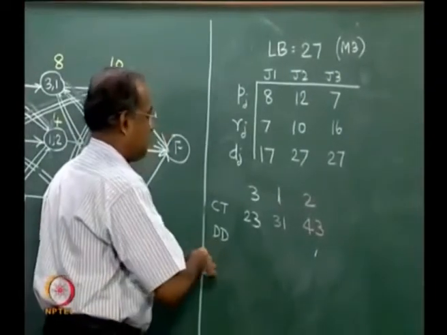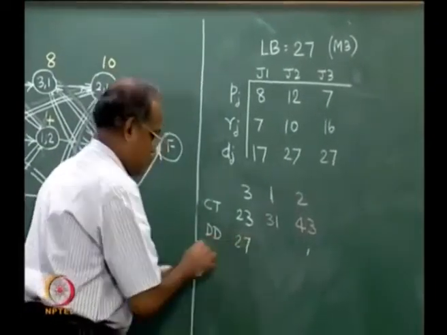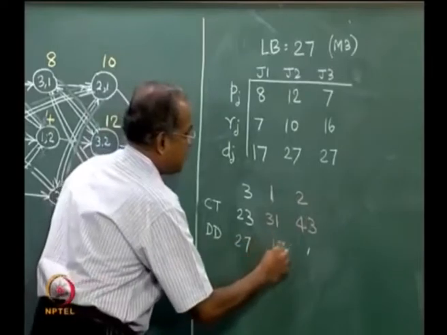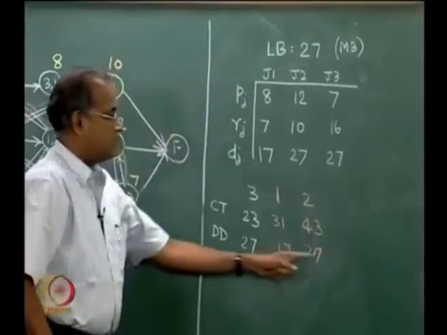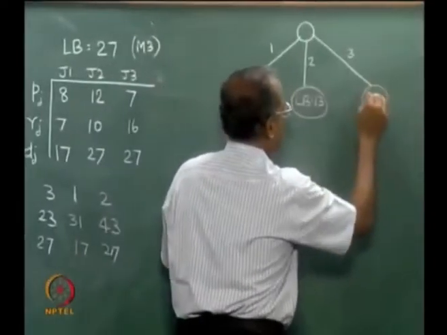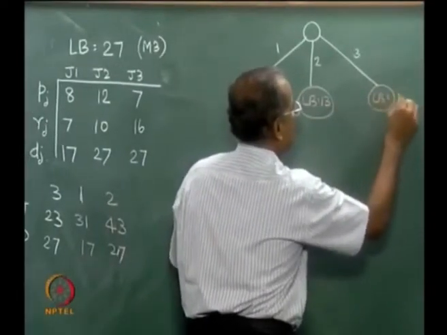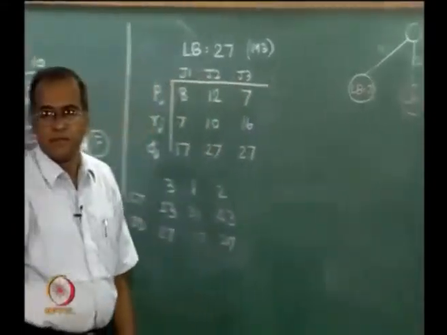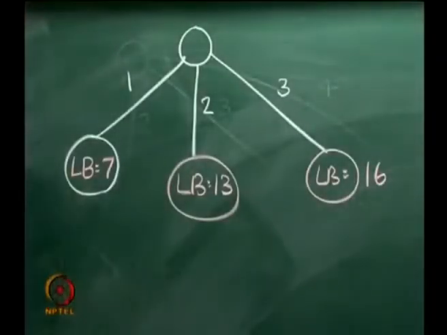Due dates are 27, 17, 27. So, this is 16. So, L max is 16. So, lower bound is 16. So, we have to proceed from here.